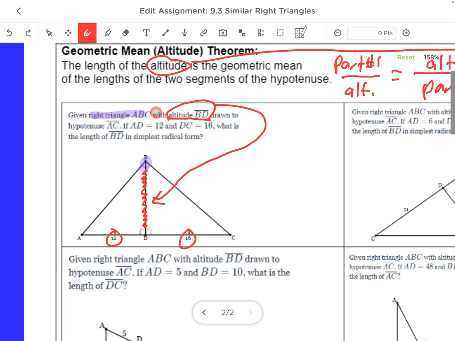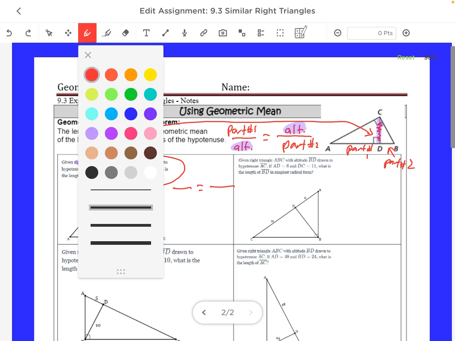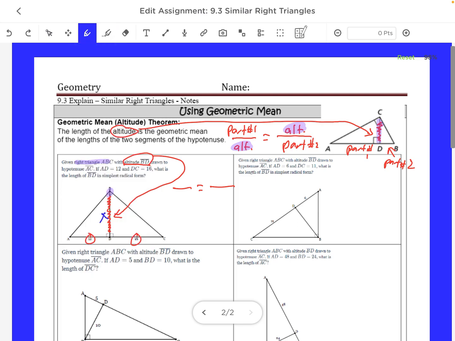Well, we just said, if we want to calculate this, we're just going to set up our proportion just like this. So let's set up our proportion. We said the altitude is going to be right there and right there. The altitude is right here, and that's what we're trying to find. So let's label that x. That means x goes right here and x goes right here.